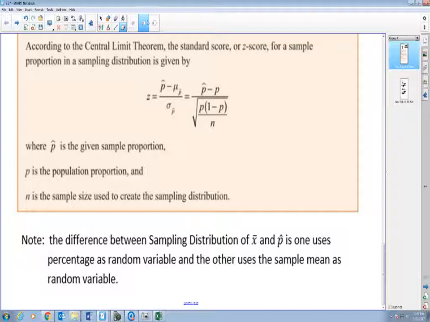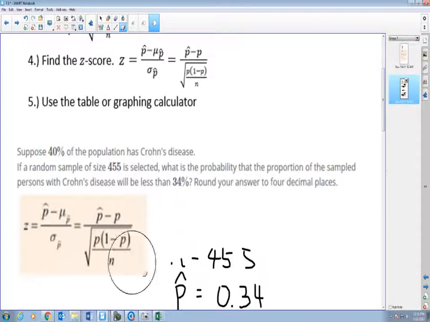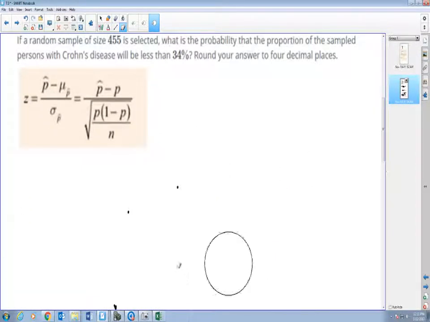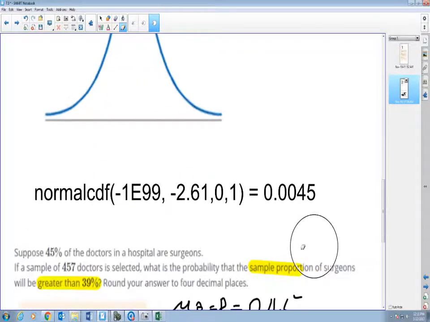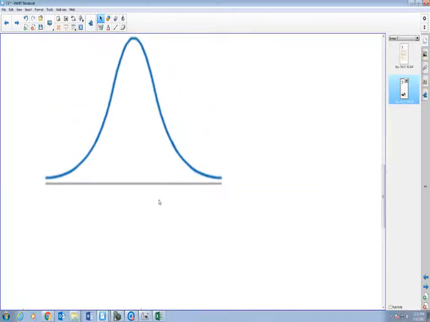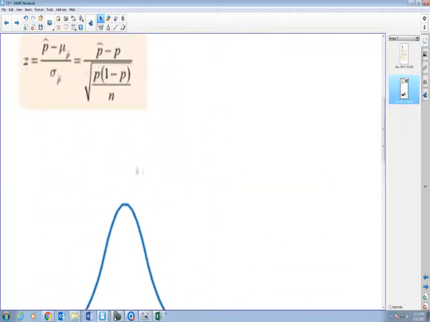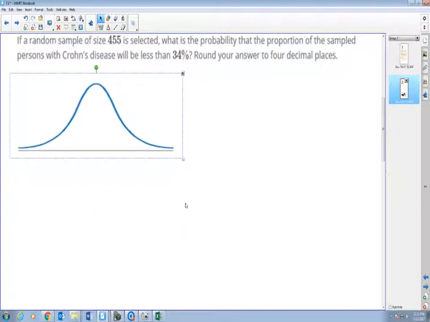That's the difference. Oh, let me erase this. I did this for the other class and didn't erase it. The formula is a little bit different, that's okay. I'm going to keep this picture right here. Sorry about that, I didn't see I left it out.